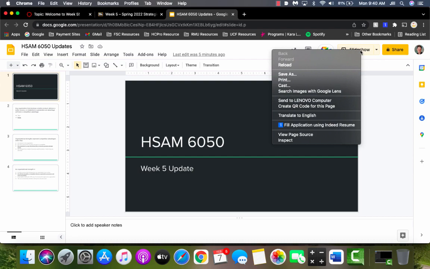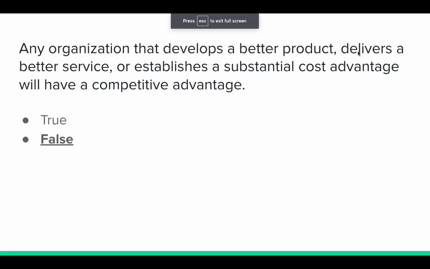So let's talk about our quiz from last week. Just a couple questions. Generally, most people did well on the quiz, so there are only a couple things outstanding to talk about here. So first question: any organization that develops a better product, delivers a better service, or establishes a substantial cost advantage will have competitive advantage. And our answer there is false. You might have the best product, the best service, or the cheapest product, and it doesn't necessarily mean you'll have competitive advantage in the marketplace. It's really a perfect storm of several things that will create competitive advantage for you in the market.